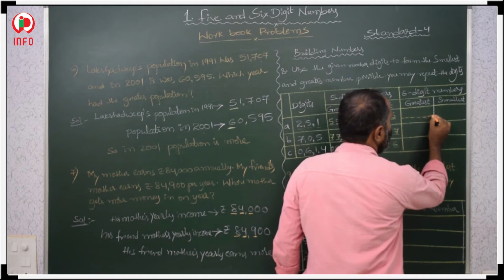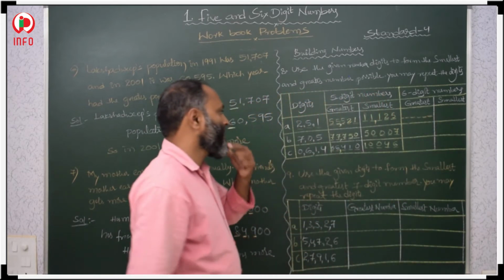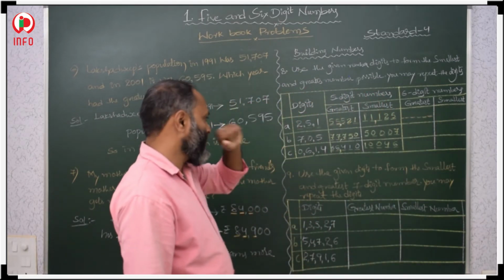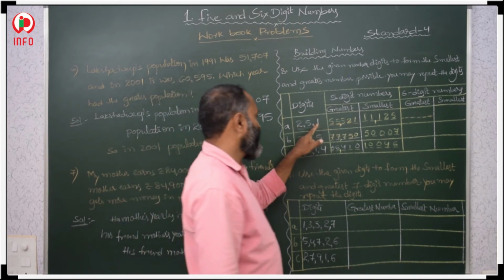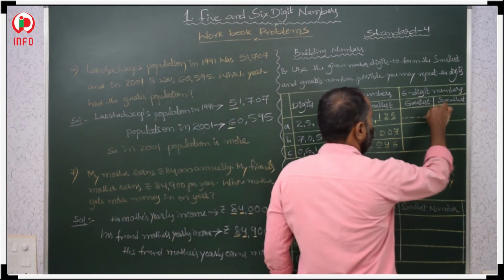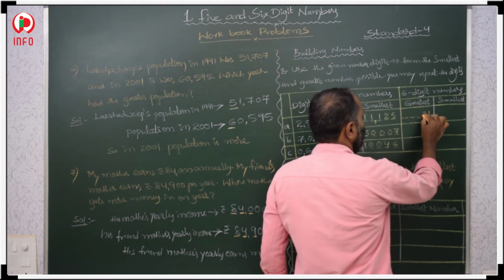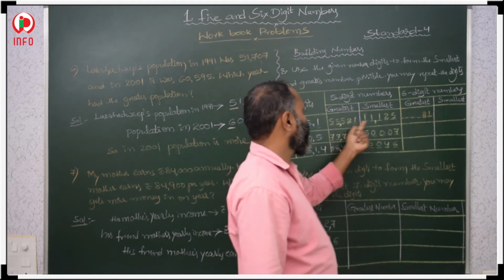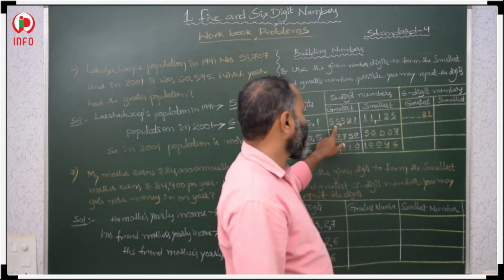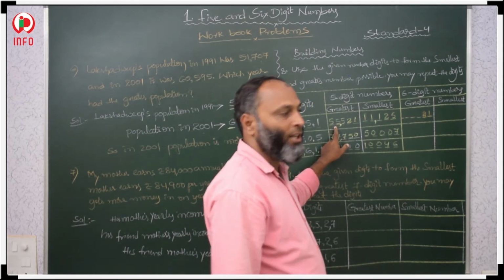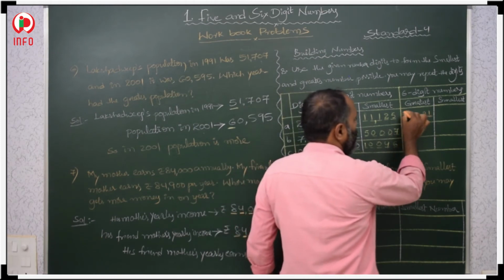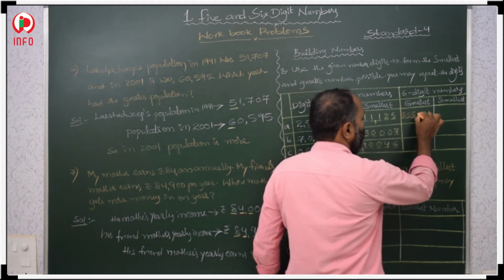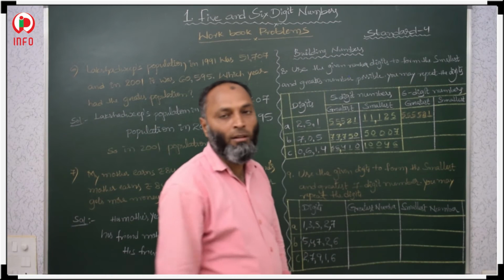In this greatest number, first we have to arrange a smaller number here. 1, and after that 2. Here 5 we are taking 3 times, and here we have to take 4 times. 1, 2, 3, 4. 6-digit number.